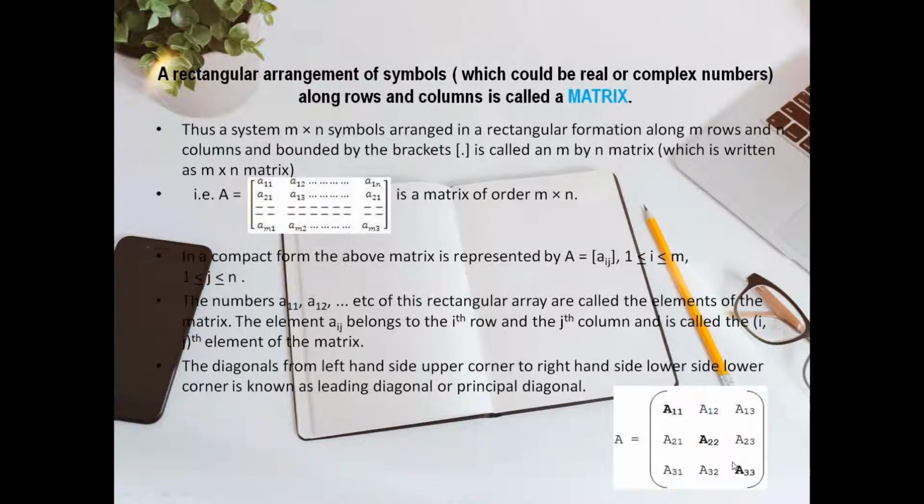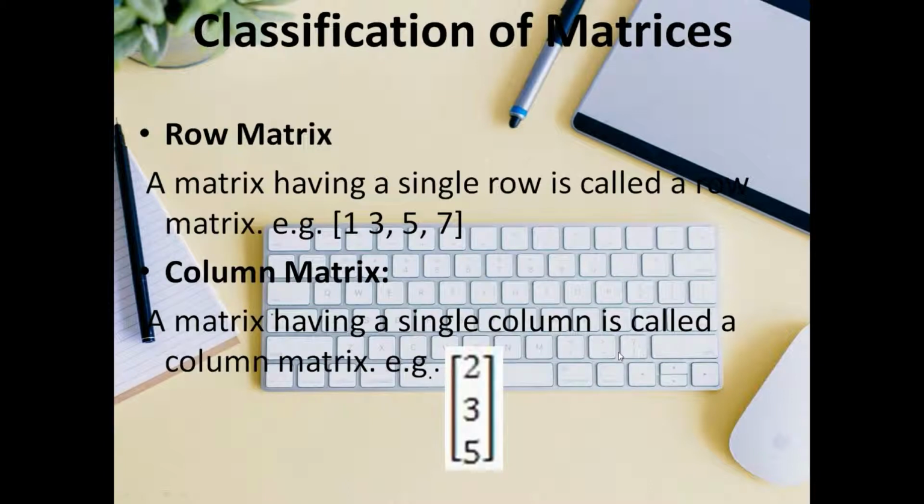Okay, so in the next part we have the classification of matrices, basically the types of common matrices. The first one is the row matrix. A matrix having a single row, as the name suggests, is called a row matrix. Example, this. It can have any number of columns but a single row. Okay, remember. Then the column matrix. Same as the row matrix, as the name suggests, a matrix having a single column is called a column matrix. Example, see, it has only one column but it can have multiple rows.